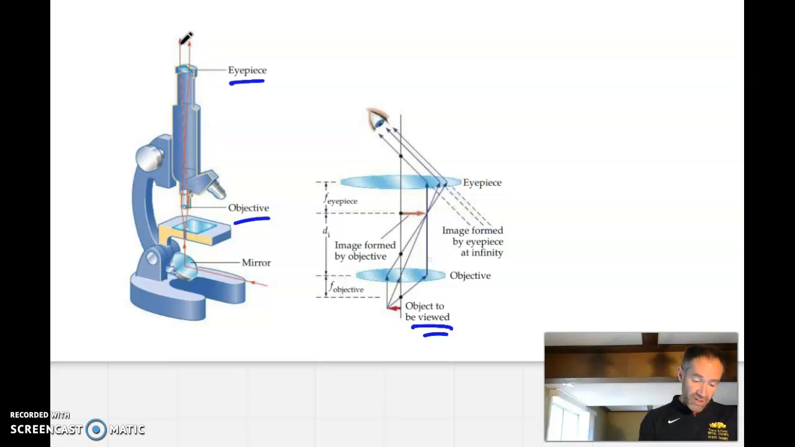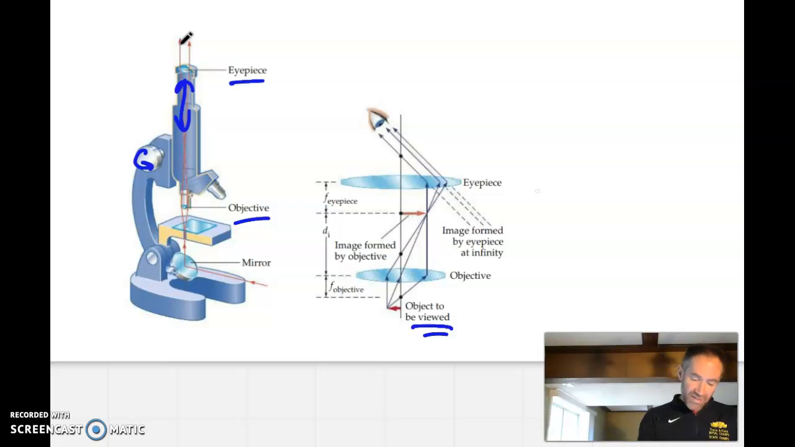And so whenever you're adjusting, you've done this before, you turn this knob right here, and that's going to move this eyepiece up or down depending on which way you're turning it. And you're going to try to make it so that the image from the objective lens is going to be right at the focal point of the eyepiece. Because if you do that, remember that that's whenever you get that image at infinity.